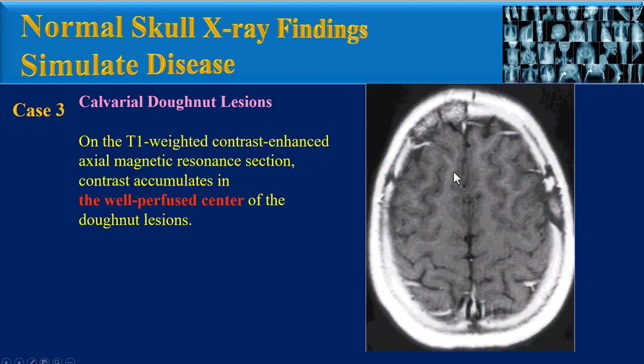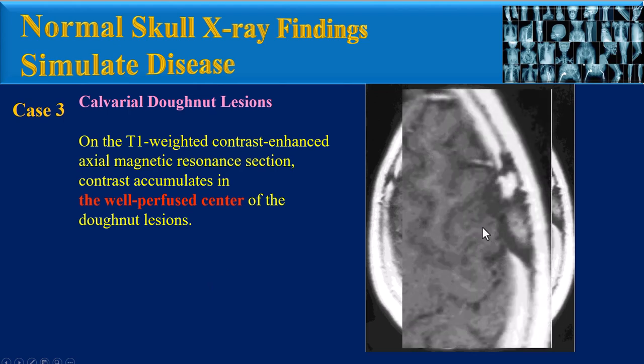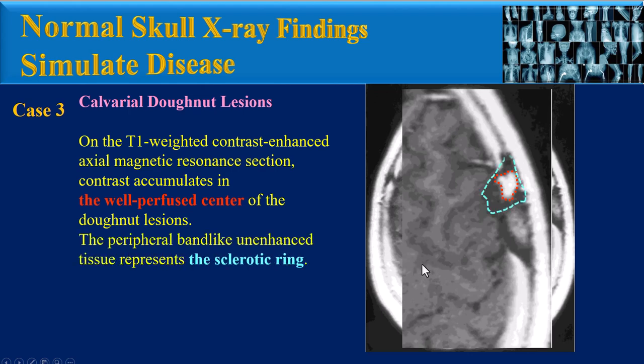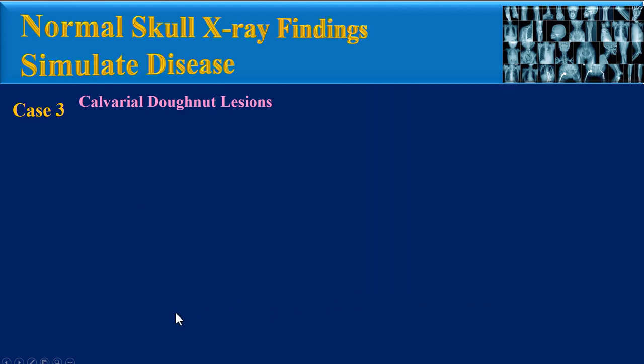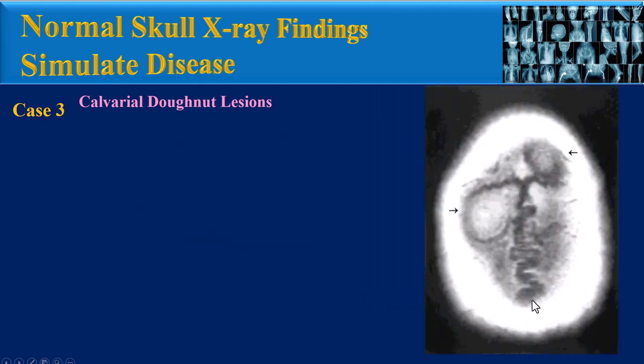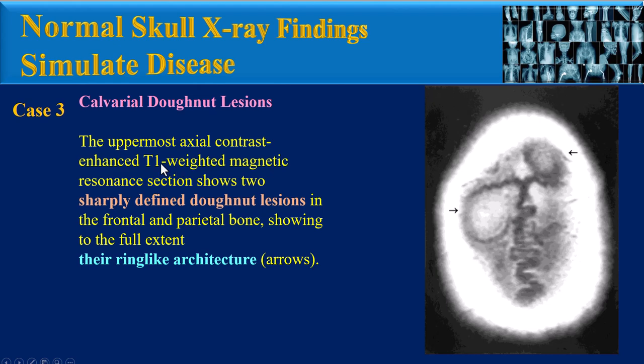The appearance of the lesions in MRI. Post-contrast T1 axial image shows that contrast accumulates in the well-perfused center of the Doughnut lesions, and the peripheral band-like unenhanced tissue represents the sclerotic ring. Another example of a post-contrast T1 MRI image: the uppermost axial contrast-enhanced T1 image shows two sharply defined doughnut lesions in the frontal and parietal bone, showing to the full extent their ring-like architecture.